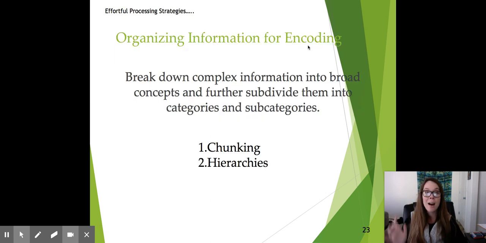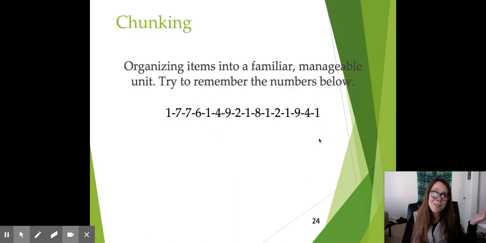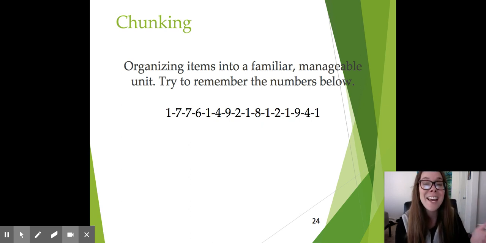So we also organize information for encoding through two visual ways, right? Two ways to break down complex information into broader concepts, and they're called chunking and hierarchies, okay? Chunking and hierarchies. These are ways to help us encode and organize information. So chunking is just as it sounds. It's how we organize items into a familiar, manageable unit.